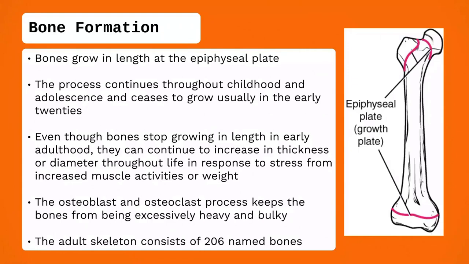So the osteoblast and osteoclast process is what keeps our bones from being excessively heavy and bulky, but it also keeps them from getting too frail. And the adult skeleton does consist of 206 named bones. So they have a lot of work to do with all of those bones.